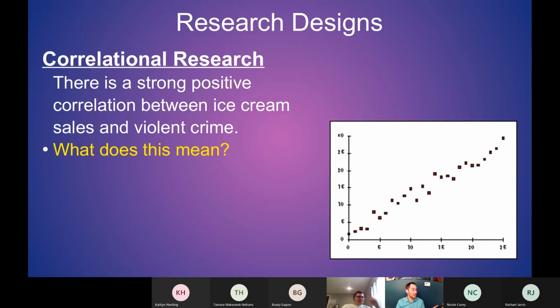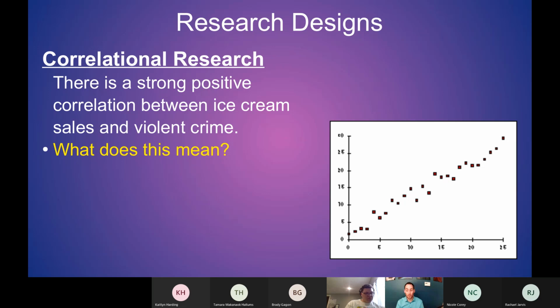So we see a correlation between the variables. Ice cream sales, when they're high, instances of violent crime is also high. When it's very cold, there's less ice cream sold and there's less violent crime. So we see a strong positive correlation, or a reasonably strong positive correlation, between violent crime and ice cream sales. But the ice cream sales in no way is caused by the violent crime. The violent crime is not caused by the ice cream sales. Both of them are caused by something else.